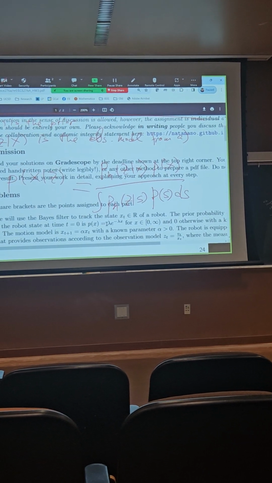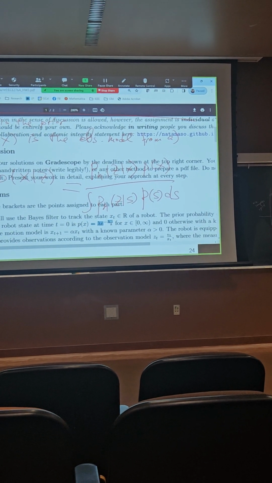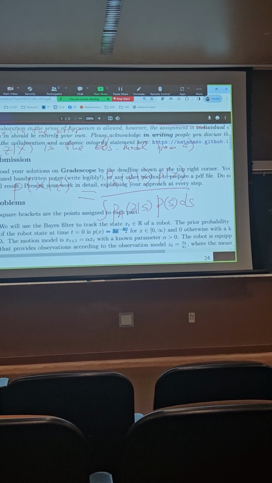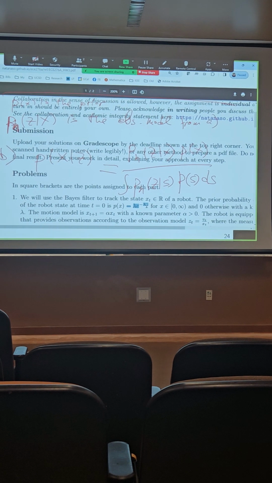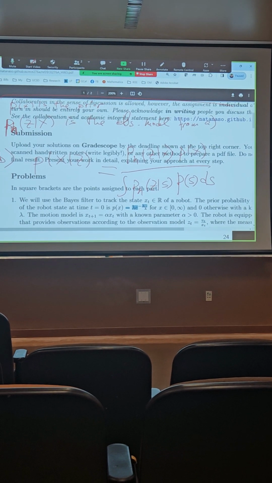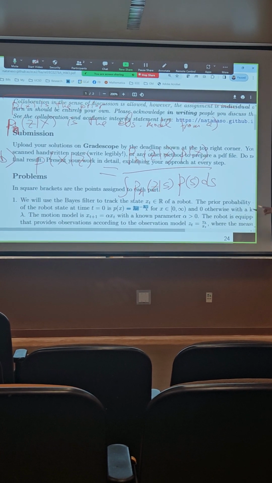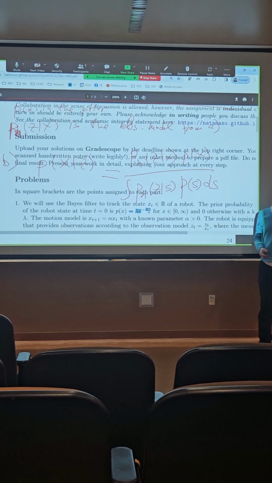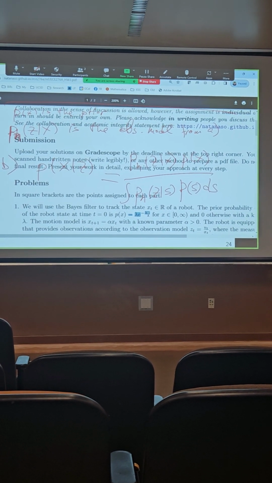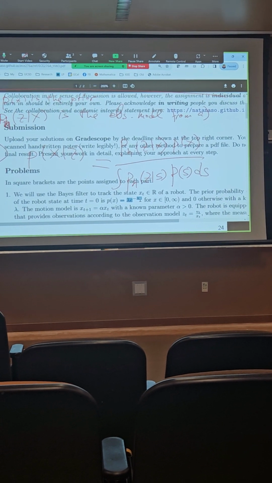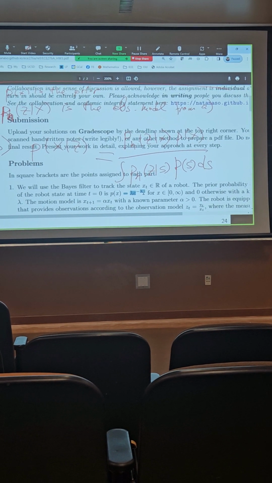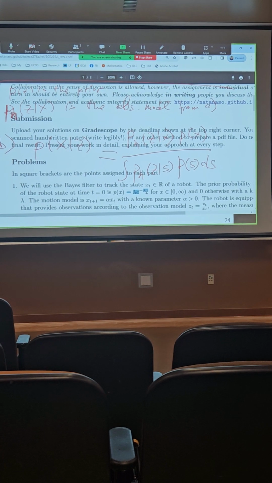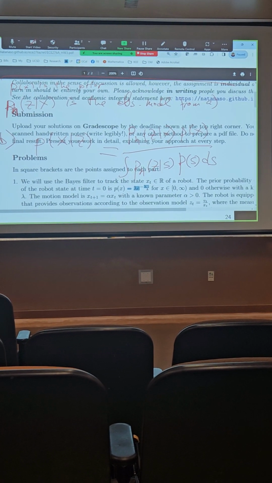This term, lambda e to the minus lambda x. So it's a direct plug-in with Bayes' rule. Exactly. Where this is the prior and the observation model is for part A. And C and D are the same idea, but for the motion model and the prediction step. In this case, we first do update, then prediction, but the equations are the same.